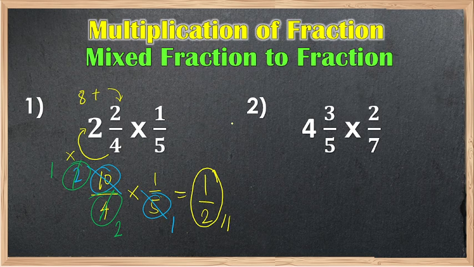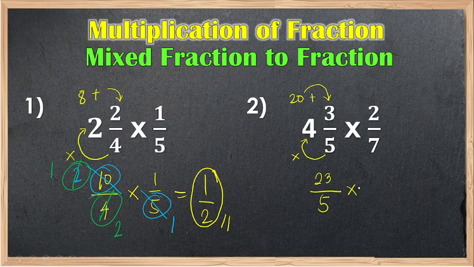Okay, let's have another example to further analyze how to multiply a mixed fraction to a fraction. Again, the first thing to do is change the mixed fraction to an improper fraction. How do I do that? Multiply the denominator to the whole number. So multiply 5 times 4, the answer is 20. And then add the numerator. Add 20 plus 3, the answer is 23. Then copy the denominator 5.